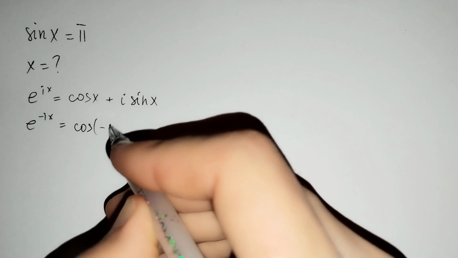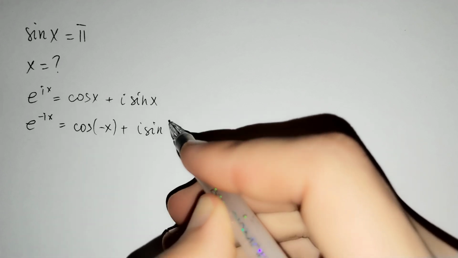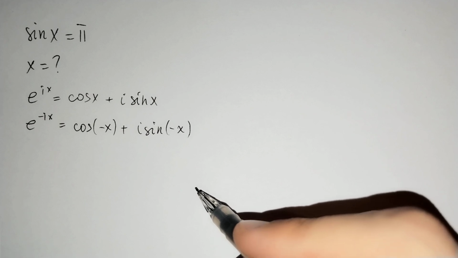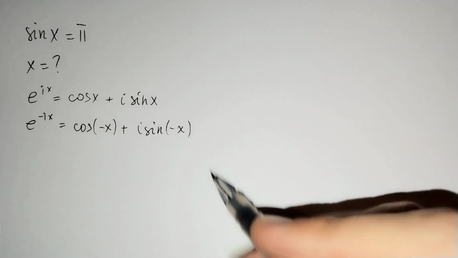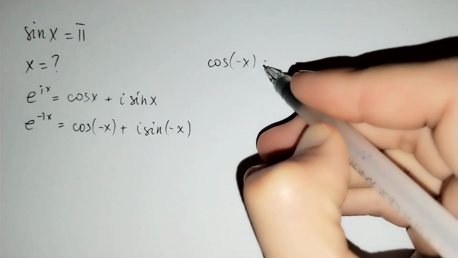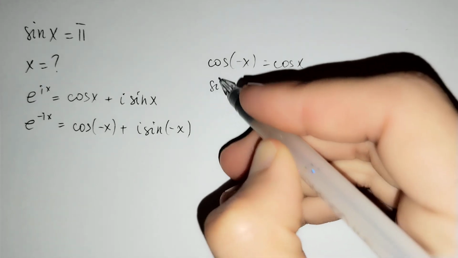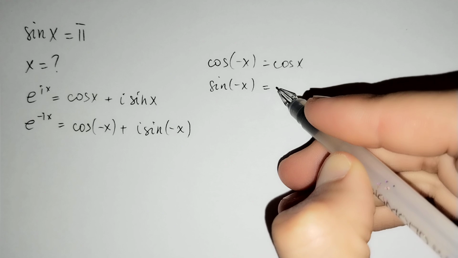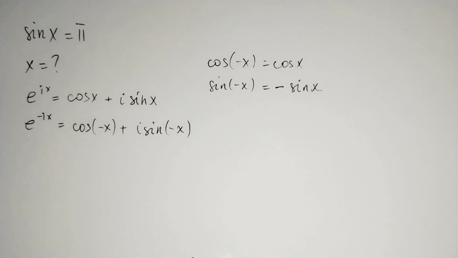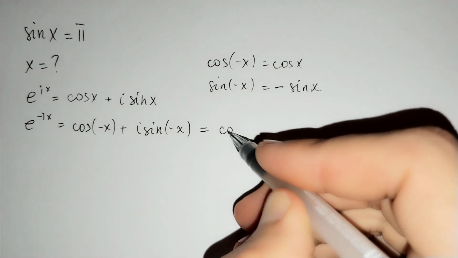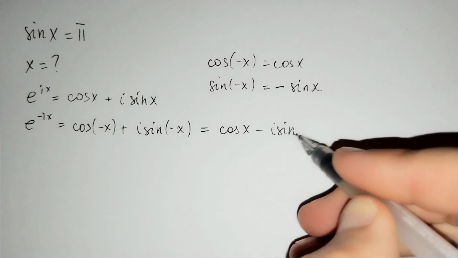cosine x plus i sin x. For this formula, e power minus ix equals cosine minus x plus i sine minus x. And we know that the cosine function is even and the sine function is odd. That's why cosine minus x equals cosine x and sine minus x equals minus sine x. And let's put here, this is equal to cosine x minus i sine x.